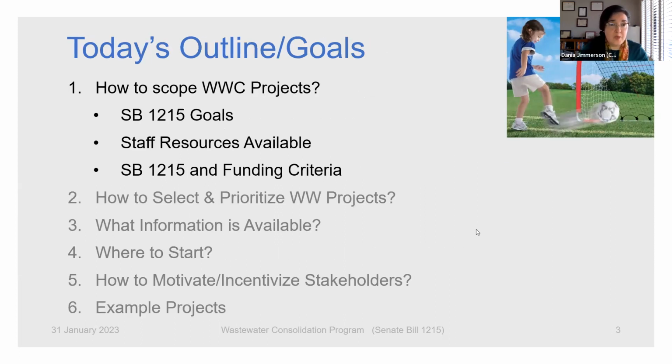The first item is how to scope wastewater consolidation projects. I'm going to go through the Senate Bill 1215 goals. I think that will provide a good understanding of what projects qualify for funding, what the funding and Senate Bill 1215 criteria are, and what the resources are in terms of the staff available to you to proceed with that.